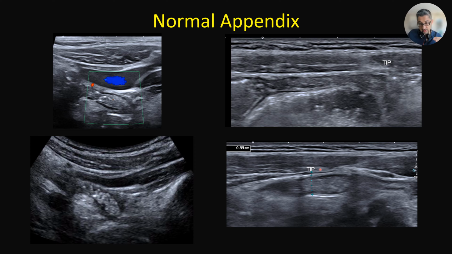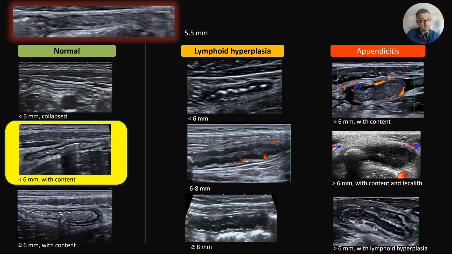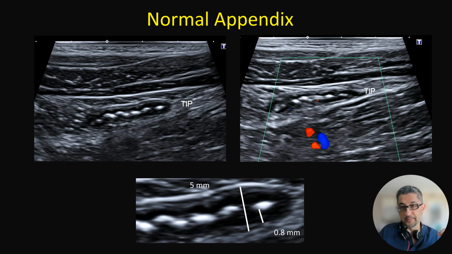One of the important things to measure the caliber of the appendix is the landmarks. So we measure the appendix from the muscularis propria layer to muscularis propria, from the outer hypoechoic layer to outer hypoechoic layer, and our landmark is the outer part of this layer. So we shouldn't be under measuring or over measuring it. So this goes to a normal appendix under 6 millimeter and filled with content.